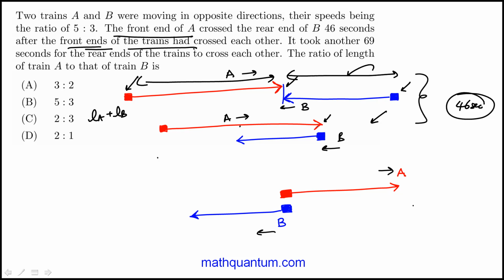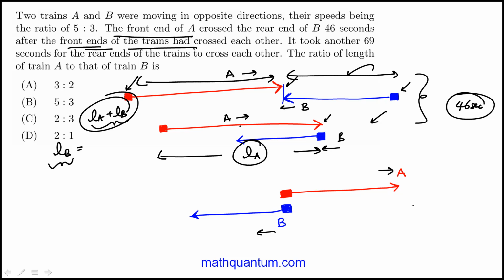Now, when the front end of A meets the rear end of B, the distance between the two ends is just the length of train A. That means the distance that the ends have traveled is the difference, which is L sub B, or the length of B. Some of you might be able to get to that directly, but I think it's important that you have clarity in terms of what's happening here.